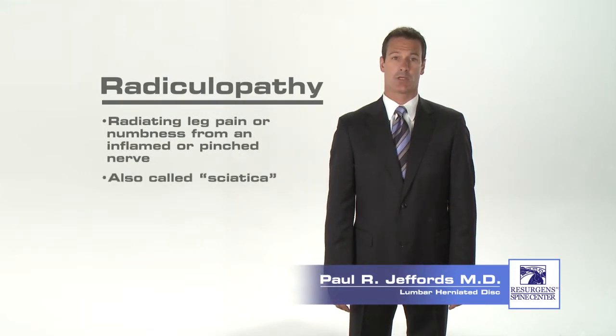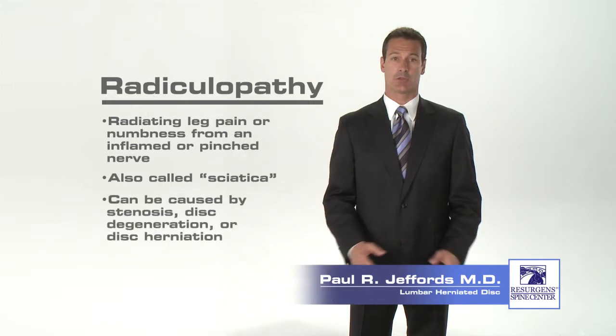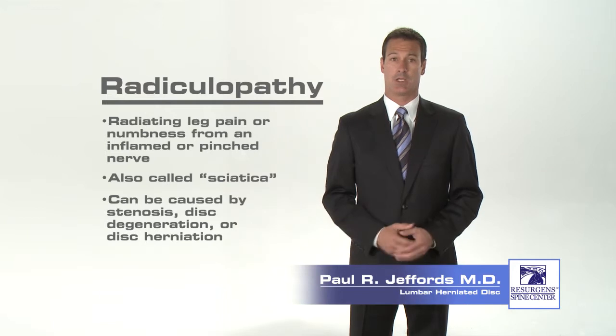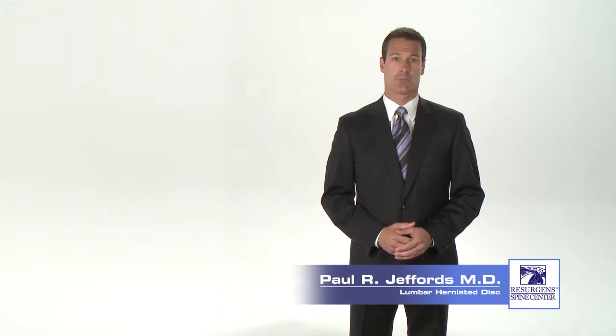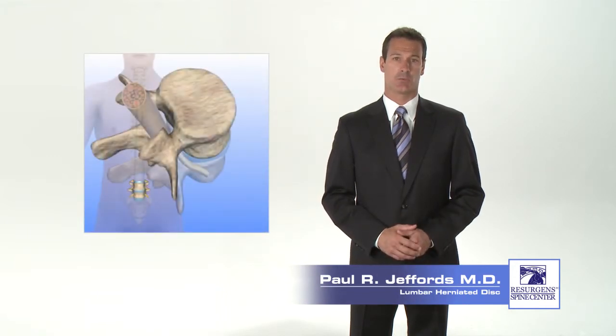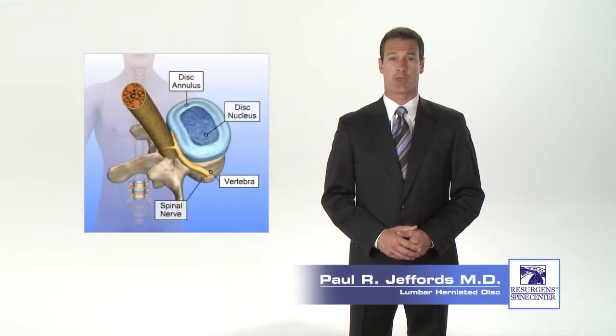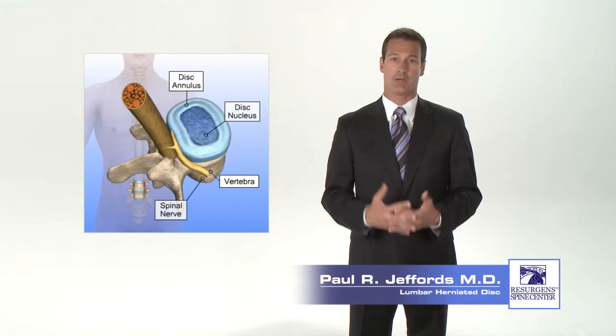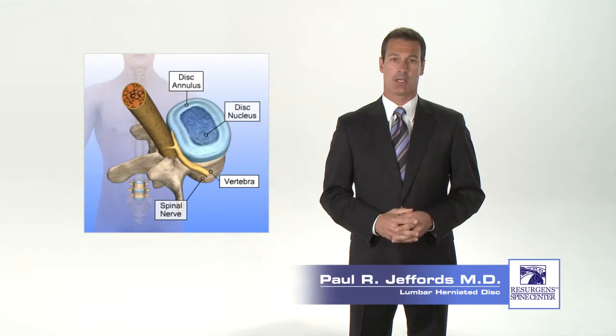Radiculopathy can be caused by several conditions, including stenosis, which is narrowing of the spinal canal, disc degeneration, and disc herniations. To understand disc herniations, we need to take a closer look at the structure of the disc. Each spinal disc consists of 2 parts, an outer wall called the annulus, which is like a tough ligament made of fibers woven together, and an inner nucleus, which is like a firm gel.